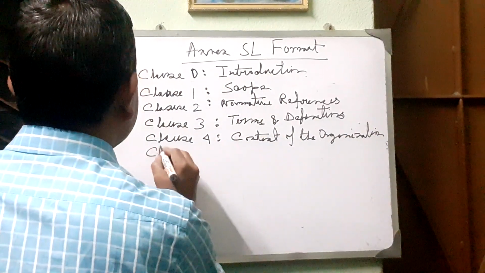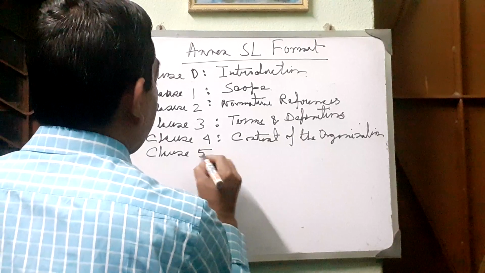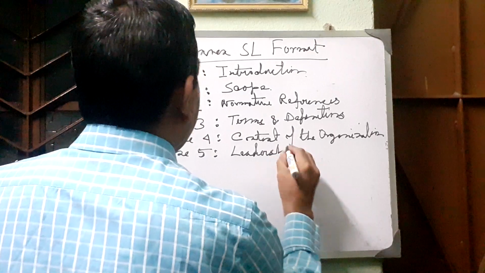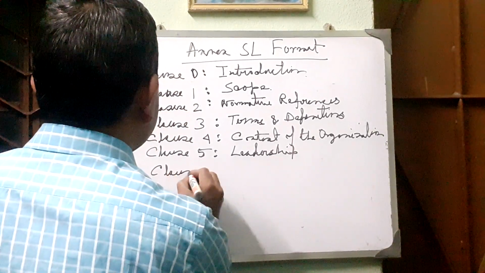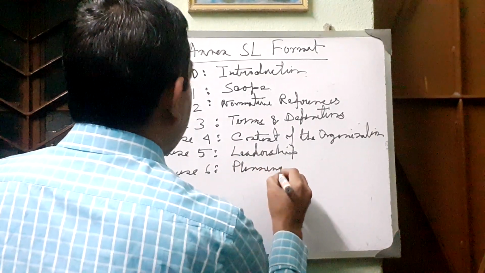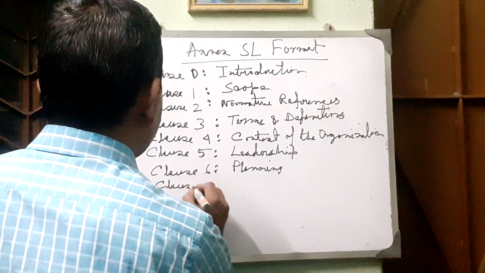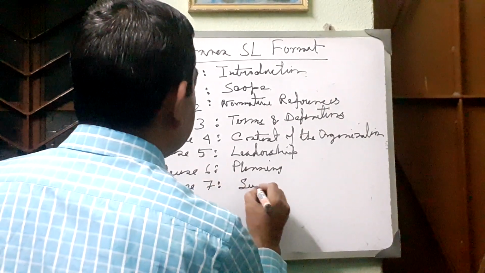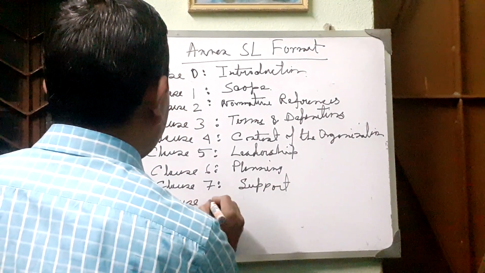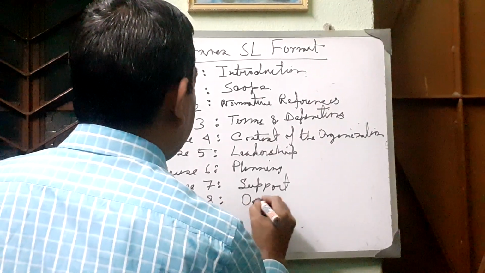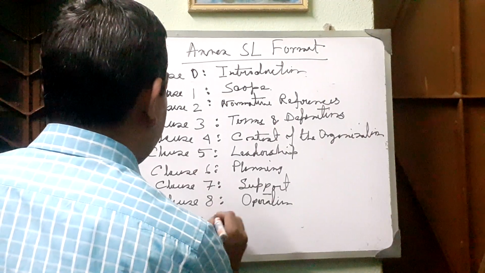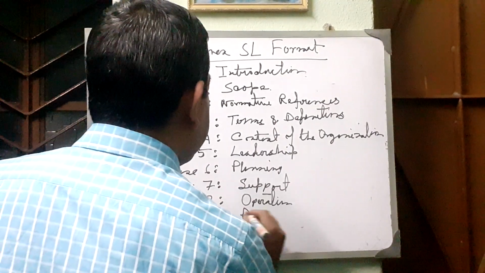Clause 5 is the leadership. Clause 6 is the planning. Clause 7 is the support. Clause 8 is the operation. Clause 9 is the performance evaluation.